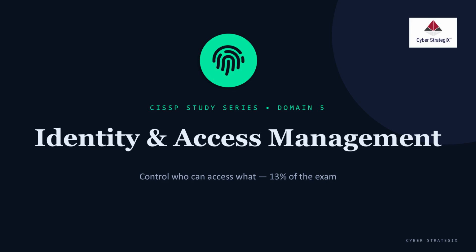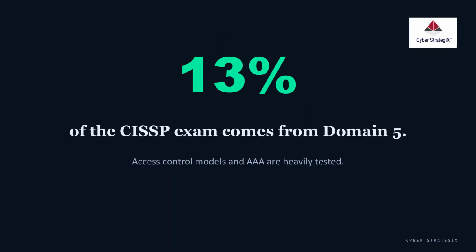Domain 5 is Identity and Access Management, or IAM. It's about making sure the right people, and only the right people, get access to the right resources. Let's dig in. Domain 5 is about 13% of the exam. The heavily tested pieces are the OAuth framework, authentication factors, and the access control models. Get these crisp and you'll handle most IAM questions with ease.